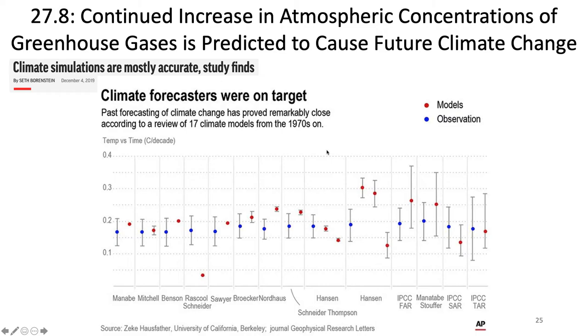So these are the models that were developed, I think, in the 80s and the 90s of what might be predicted to happen in the future. And the blue line is the actual observational data. So except for a few years, these are different agencies that had different climate forecasts. 17 different climate models from the 1970s. And you can see for the most part, most of these models were very, very close to what we actually ended up observing. So these models are very robust. They're built on large foundations of historical data, and we already have tested them, and they have shown to have high predictive capabilities.